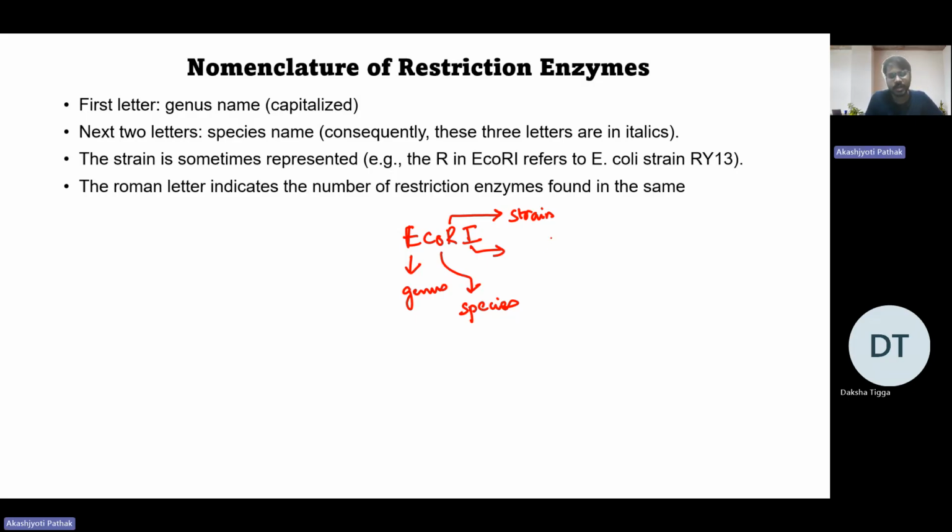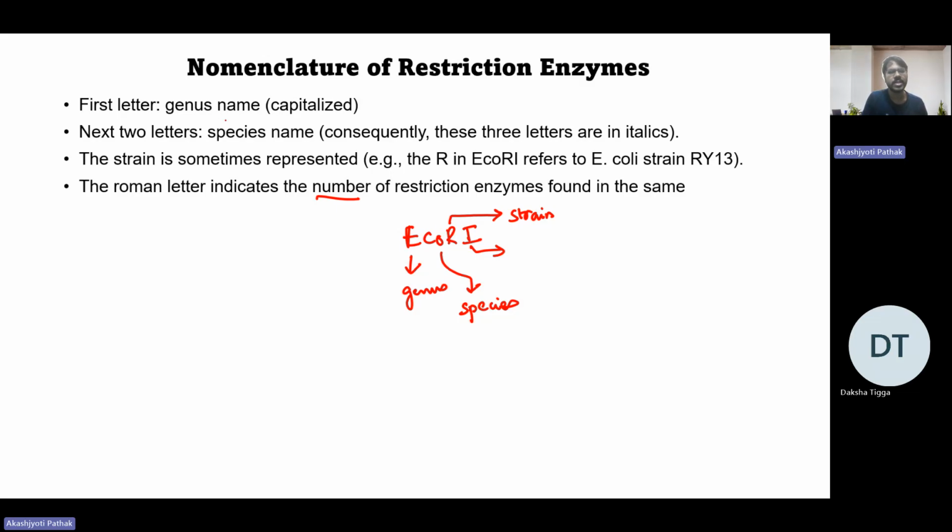order of discovery of the restriction enzyme. In this R strain, this was the first restriction enzyme to be discovered. It is not actually the number of restriction enzymes; it has something to do with the discovery of the restriction enzyme. So this was the first restriction enzyme from the E. coli R strain to be discovered. So it is EcoR1. Okay.